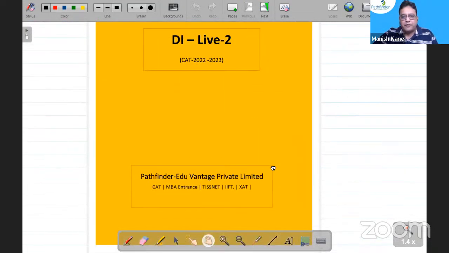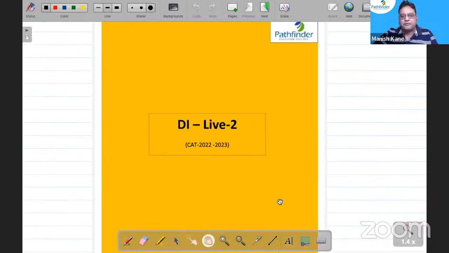So as always, what we are going to do today again is the same. We will be solving a couple of CAT level caselets from DI. Caselets like these have appeared in CAT in 2007, 2006.